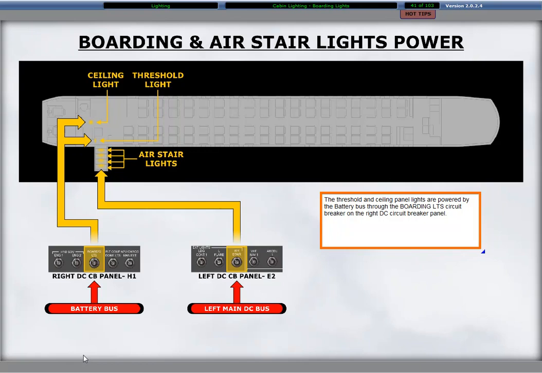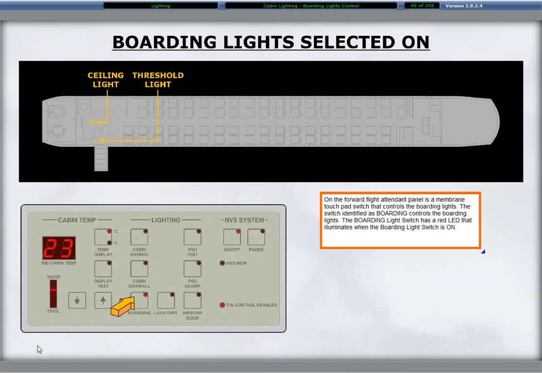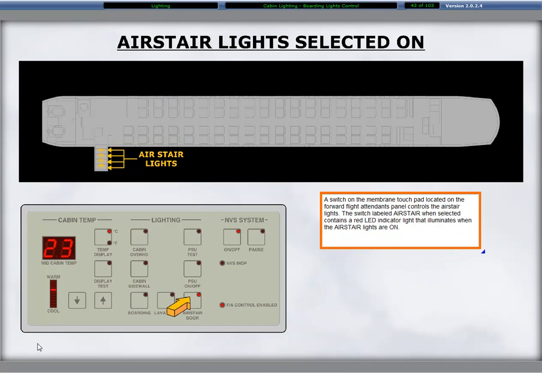On the forward flight attendant panel is a membrane touchpad switch that controls the boarding lights. The switch identified as boarding controls the boarding lights. The boarding light switch has a red LED that illuminates when the boarding light switch is on. A switch on the membrane touchpad located on the forward flight attendant's panel controls the AIRSTAIR lights. The switch labeled AIRSTAIR, when selected, contains a red LED indicator light that illuminates when the AIRSTAIR lights are on.